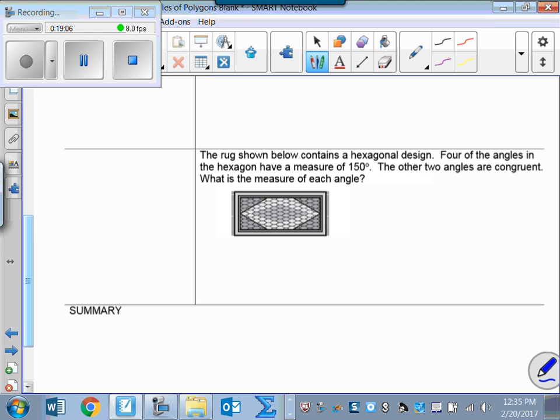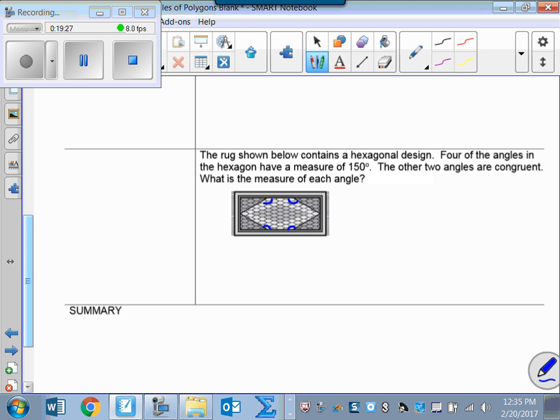And then finally, the rug shown below contains a hexagonal design. 4 of the angles in the hexagon have measures of 150. So that's going to be these. That's going to be those right there. The other 2 angles are congruent. What is the measure of each angle?